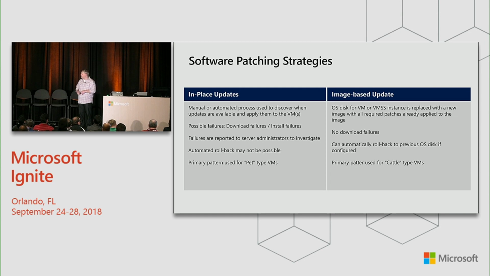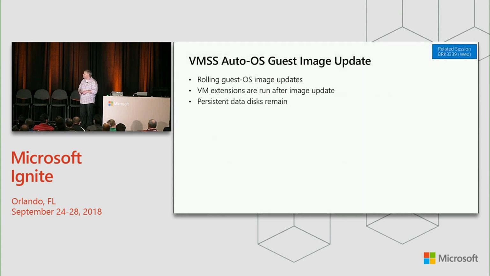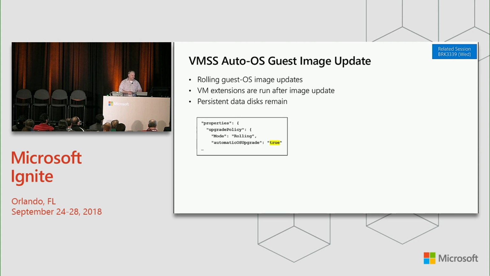And for applications that are designed for that, we've actually built a solution called Auto OS Guest Image Update within the VM scale set. What that allows for is the guest OS to be updated in a rolling fashion automatically. It'll run the VM extensions after deploying that. If you have data disks, and a lot of times the important stuff is on those persistent data disks, those are maintained. So if the machine was actually processing something, those stay put within the instance. And you just configure it to be auto upgrade equals true. There's a rolling upgrade policy so that you can define how many instances can be down at any point in time as part of the update.